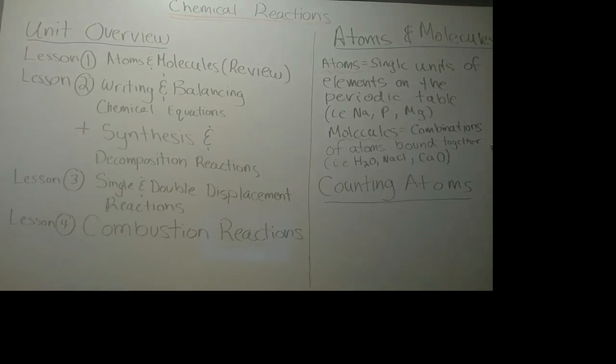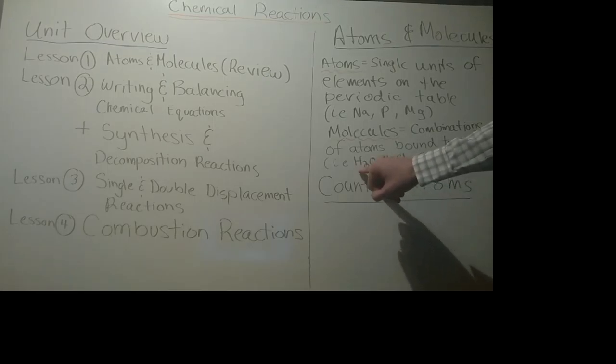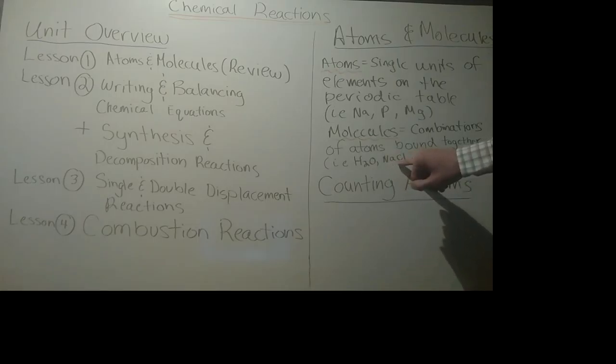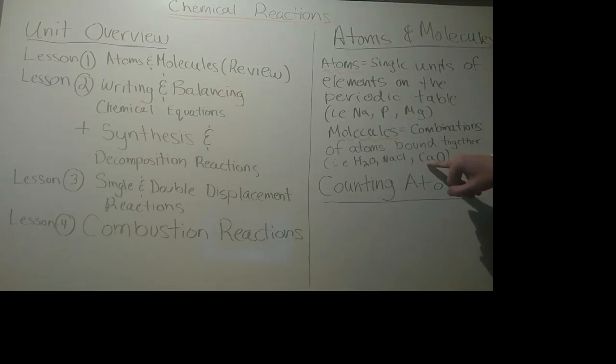So a molecule would be something like H2O, which is water, composed of 2 hydrogen atoms and 1 oxygen atom. NaCl, sodium chloride, is table salt, and that would be composed of 1 sodium atom and 1 chlorine atom. Finally, something like calcium oxide would be composed of 1 calcium atom and 1 oxygen atom.